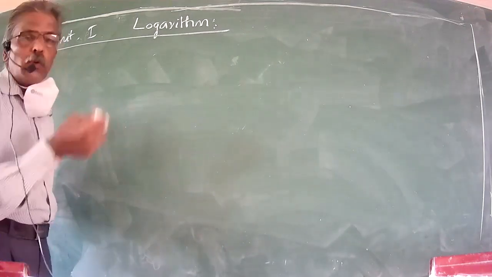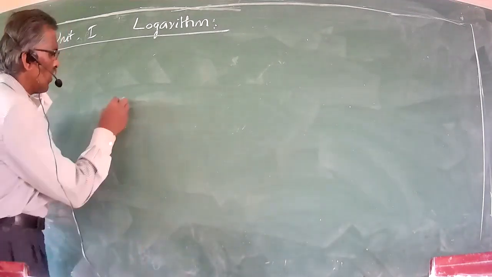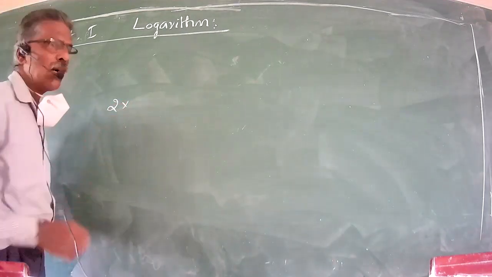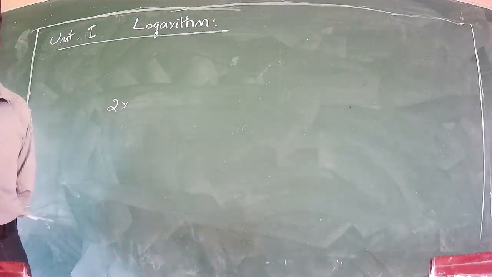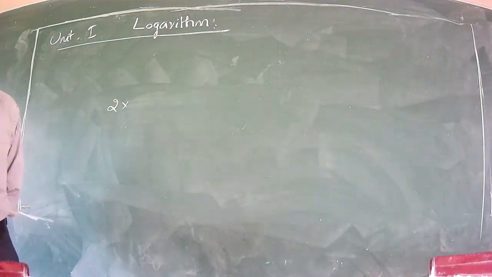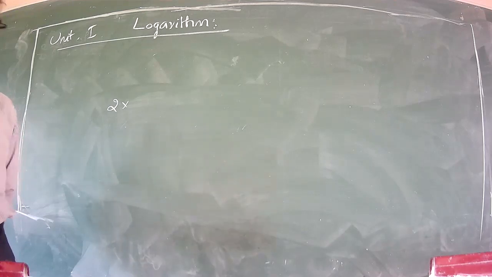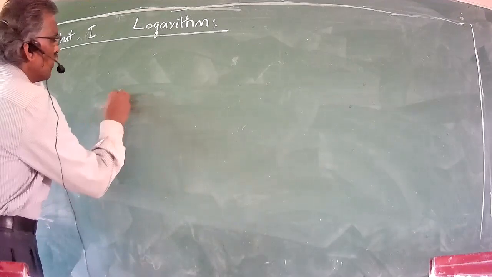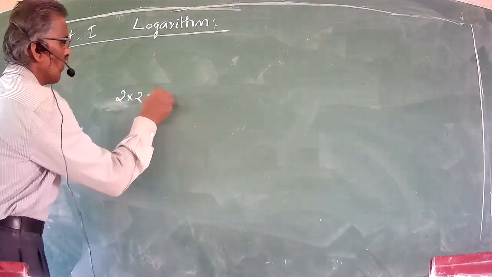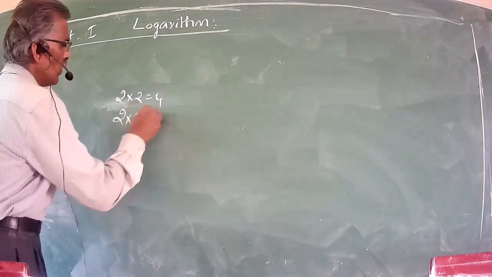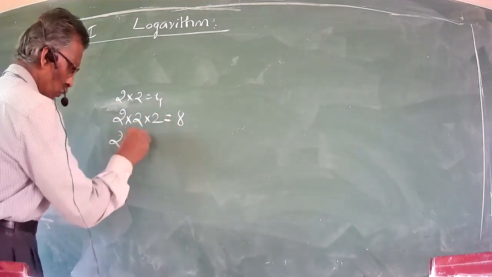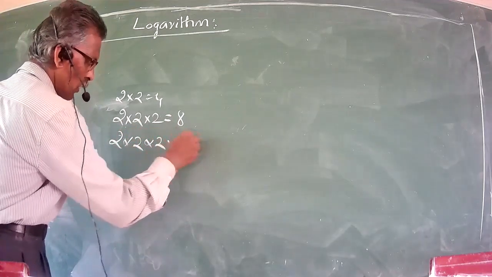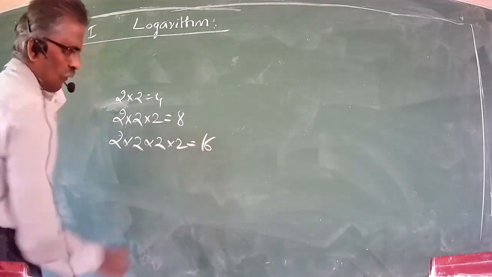Similarly, let us come to the concept of this. You might have learned in school mathematics indices and surds. Indices is the plural of index, and an index needs a base. So you know that 2 into 2 equals 4, 2 into 2 into 2 equals 8, and 2 into 2 into 2 into 2 equals 16.